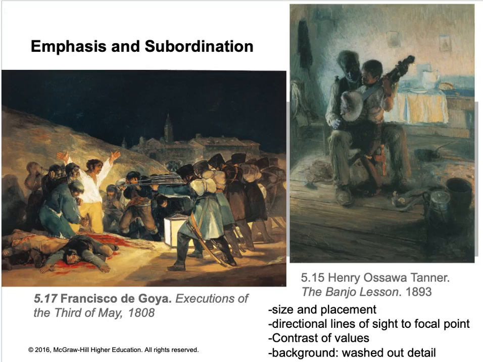Here's a couple examples that show pretty good emphasis and subordination. The first one is Francisco de Goya's Execution of the 3rd of May. He felt very passionately about this atrocity on Spain and the French soldiers attacking the Spanish in this scene. But aside from the storyline of what's going on and the meaning behind it so much, let's look at this thing in terms of emphasis. What do you think that the artist is trying to emphasize in this painting?